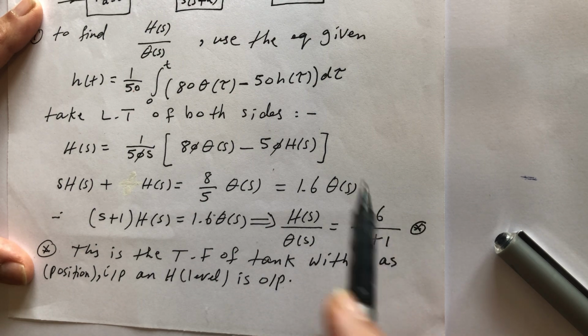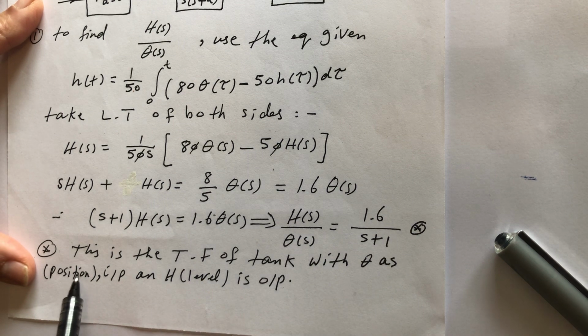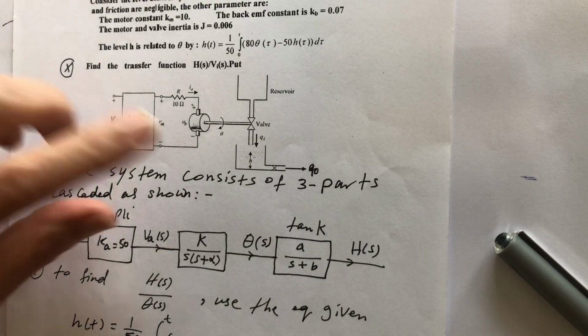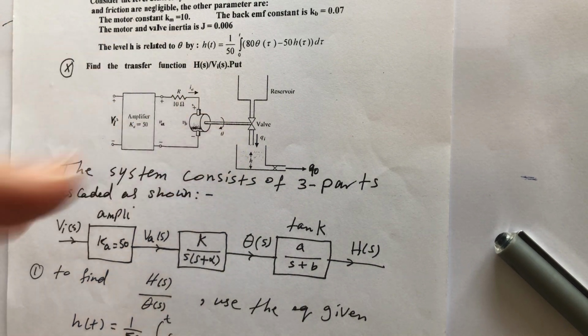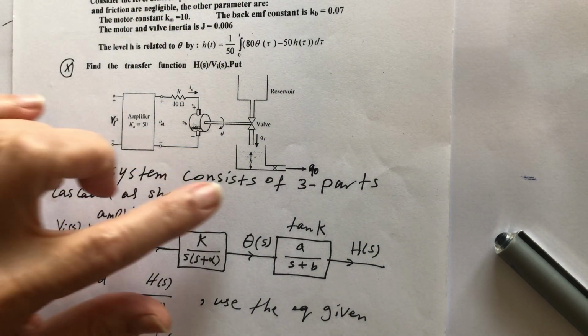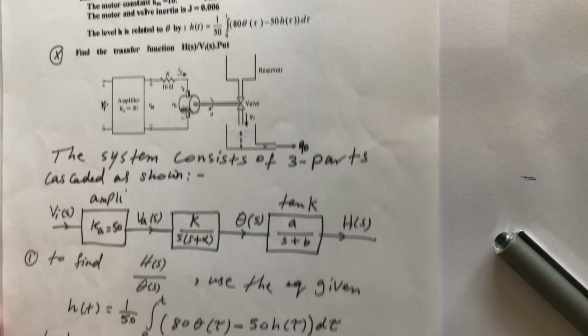So I can write this here in the block diagram as 1.6 over S plus 1. This is the transfer function of the tank with theta. You see, I'll go back here. Theta is the input and H is the output. And sometimes if they need Q naught as the output, you can find a relationship, it's okay. But now we want H. So the input is theta, the output is H, okay?